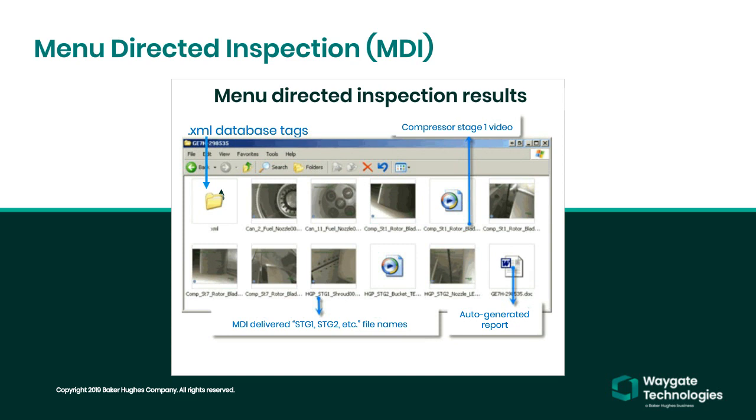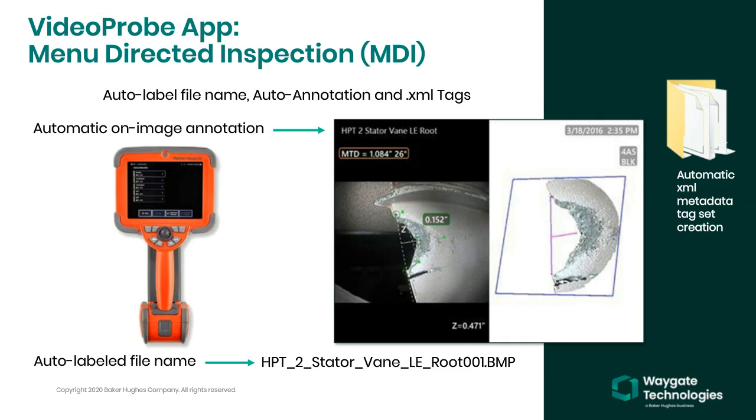This slide shows not only that the MDI has automatically created a smart file name, as is shown below the image as HPT2 stator vane leading edge root, but that it is also automatically put on image annotation data indicating the location of this image in the asset as well. Also, a set of XML database tags associated with the actual location of the component shown in the picture in the asset are created and stored in a master MDI inspection folder, again associated with this MDI inspection event.